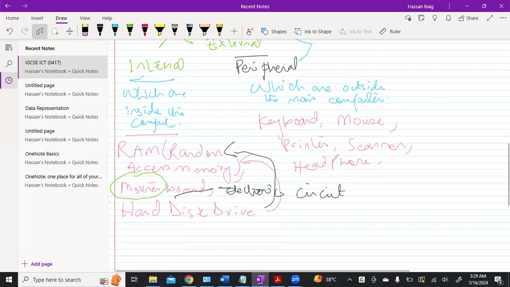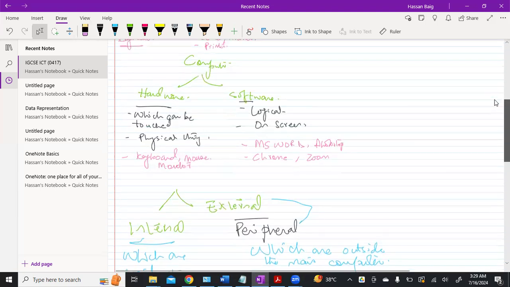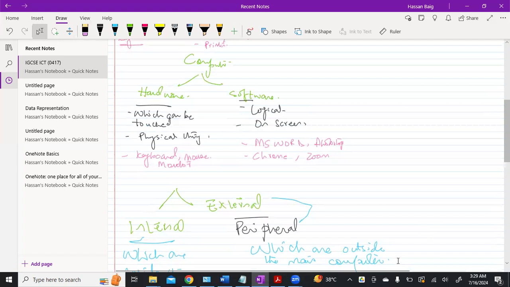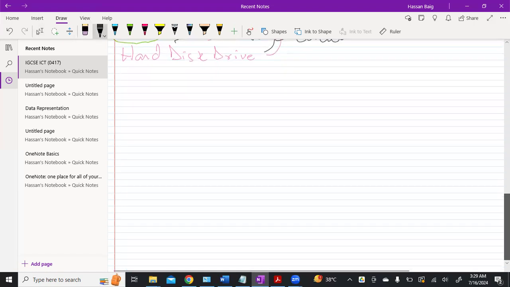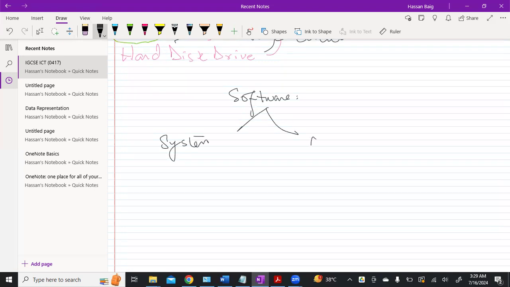We have discussed the software now, and there are two types of software. We will refer to those right now. Software. So there are two types of software. The first one is system, and the other one is application. For that, we need to understand.